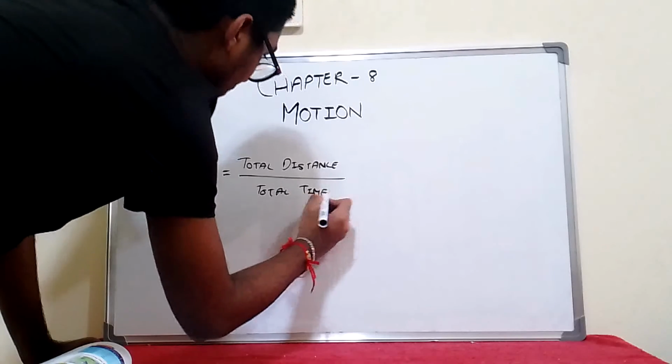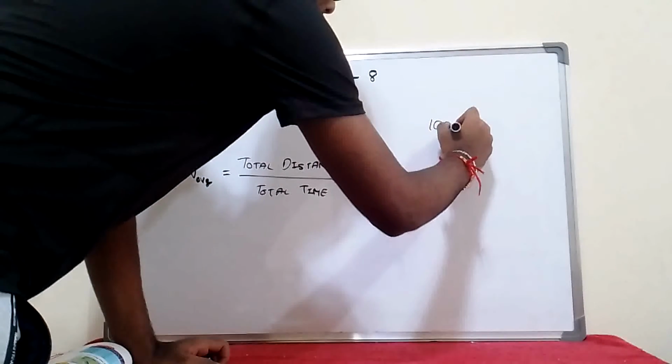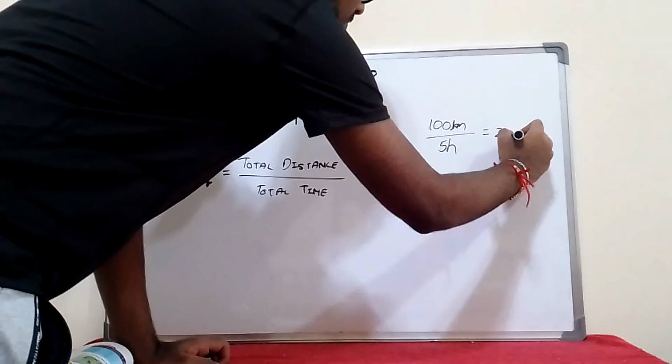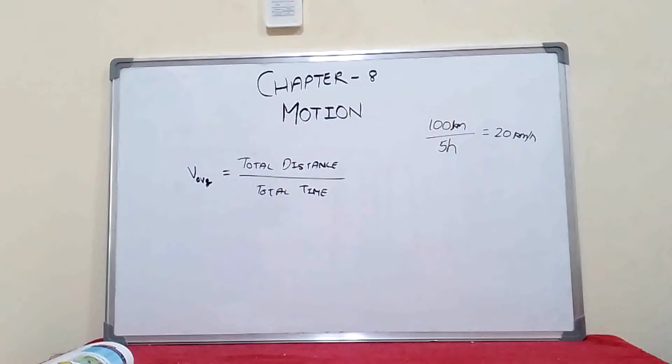For example, if you go on a tour and you cover something like 100 kilometers in 5 hours, that will be the average speed. It's not necessary that the car would have gone at that speed. For example, if a car moved 100 kilometers in 5 hours, it will be 20 kilometers per hour. But it's not necessary the car would have moved at 20 kilometers per hour throughout the 5 hours.